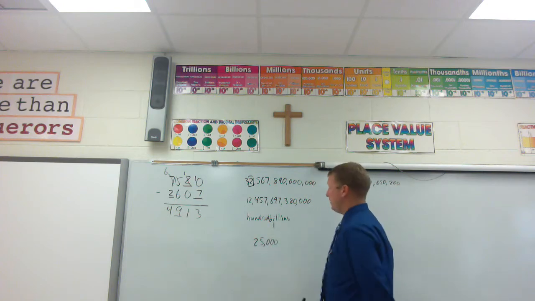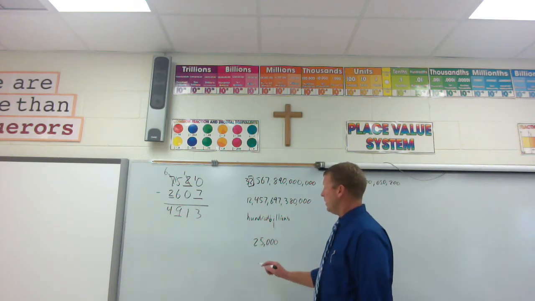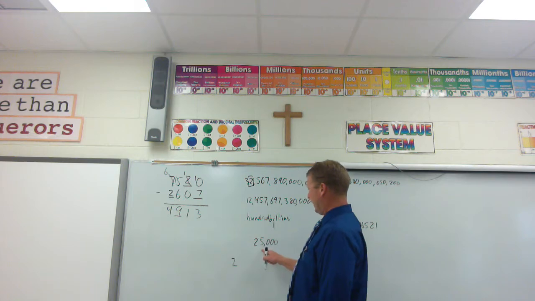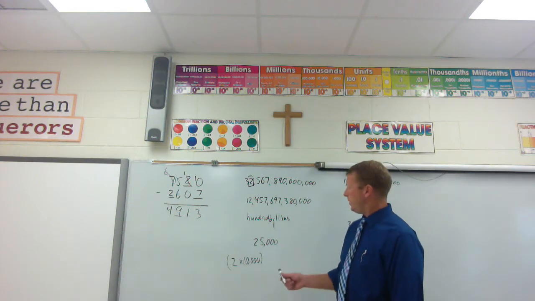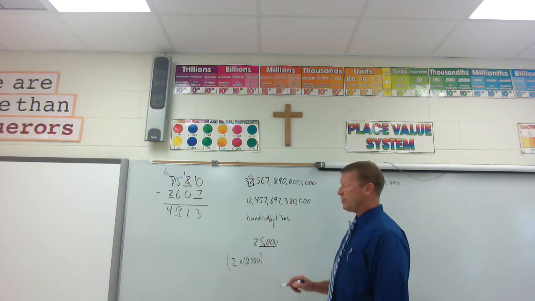You've got two choices in my mind when I'm looking at 25,000. The first one is say 2. What place is it in? It's in the 10,000s place. Put that in parentheses. Your other choice, if you're not good, is count how many numbers are after it.